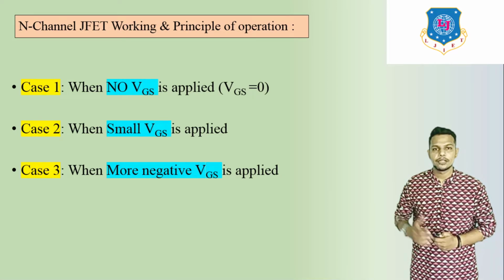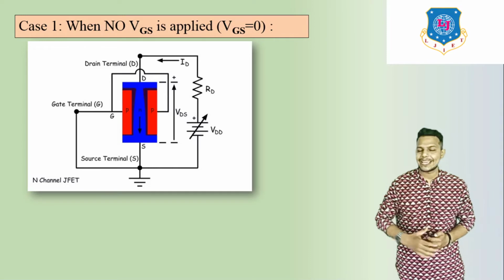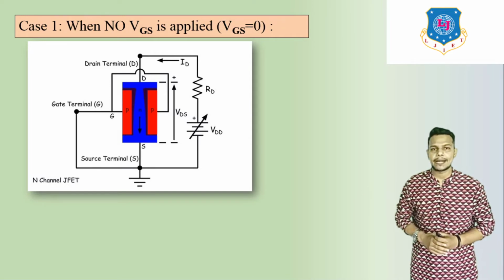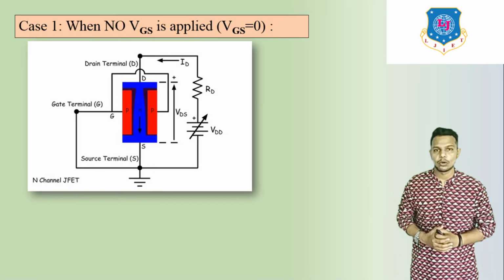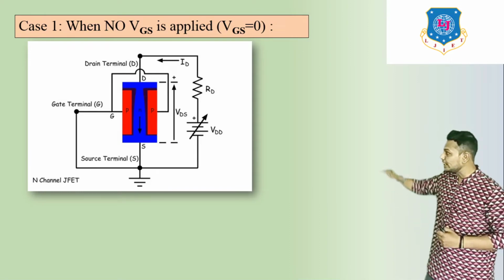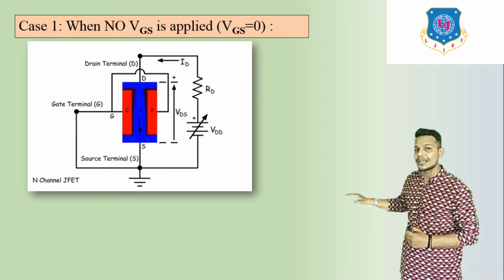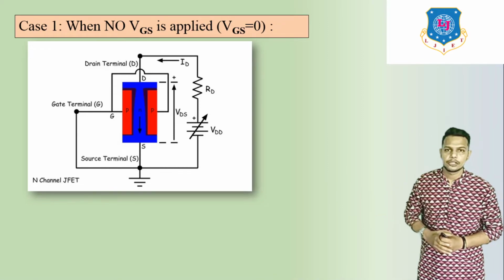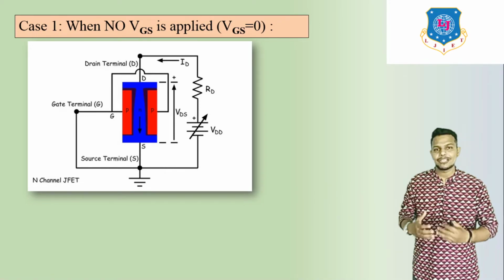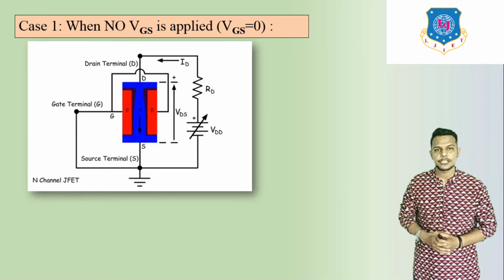So let's start with case number one. When no VGS is applied, that means VGS is equal to 0. Practically, the gate to source voltage is basically shorted. So that means VGS is equal to 0, no VGS.